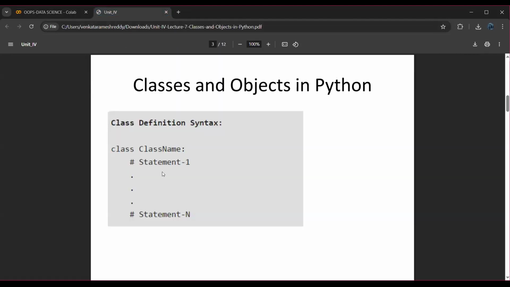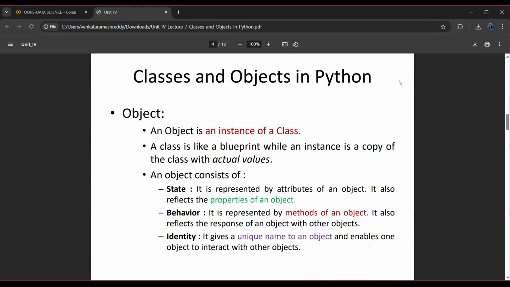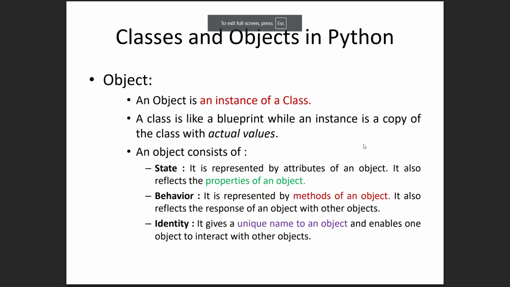And now we will see what is meant by object also. After this, we'll go with an example. Next one, see an object. An object is an instance of a class. So object is nothing but an instance of a class.